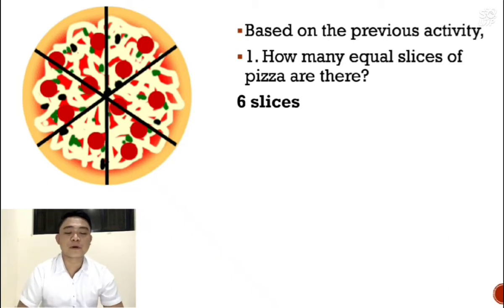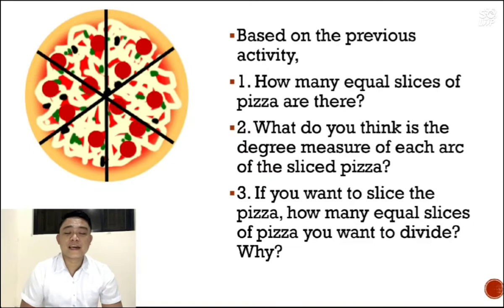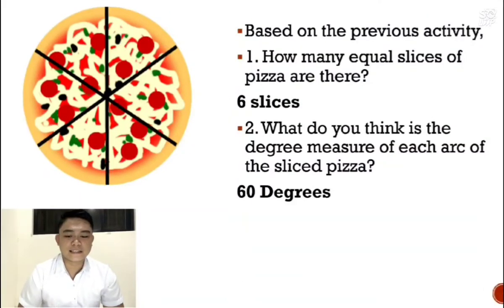Okay, let's proceed to number 2. What do you think is the degree measure of each arc of the sliced pizza? As you see, our pizza is the combination of two protractors. One protractor measures 180 degrees. So when we divide that one protractor into 3, the answer is 60 degrees.